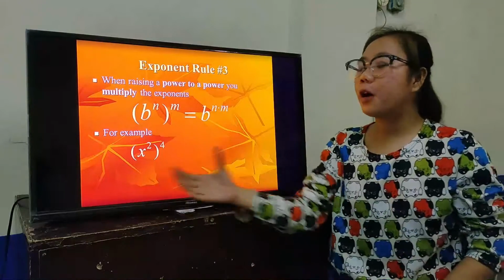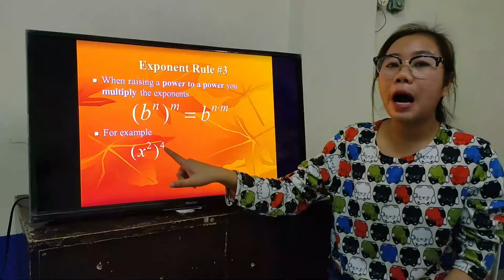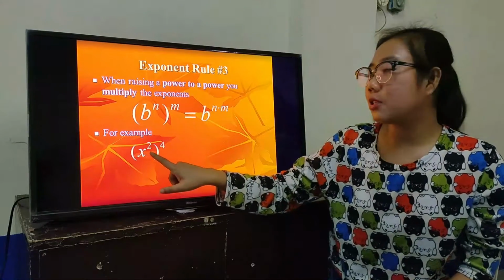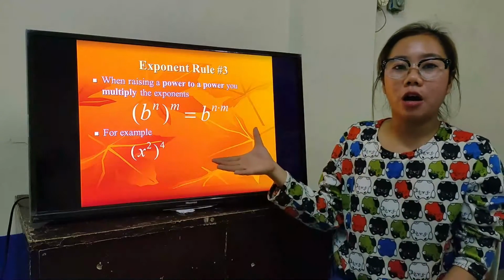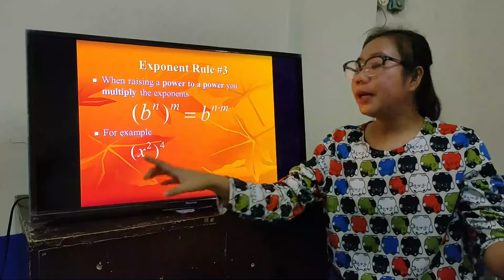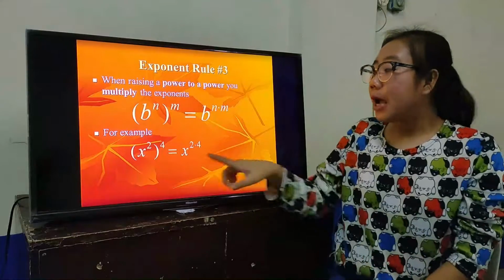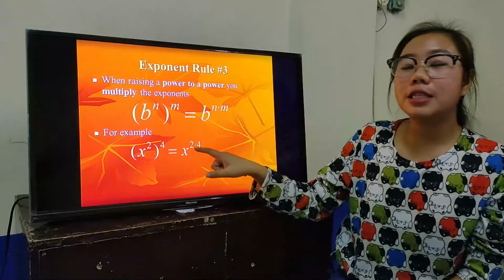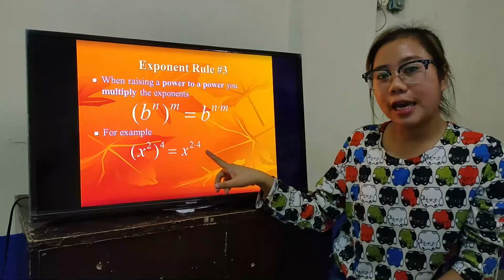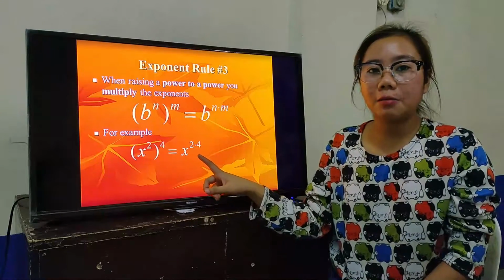So, for example, we have the quantity of x squared raised to the power of 4. Again, the quantity of x squared raised to the power of 4. Katulad po dito sa ating formula, we are going to multiply their powers. So, let's try. x raised to the power of 2 times 4.